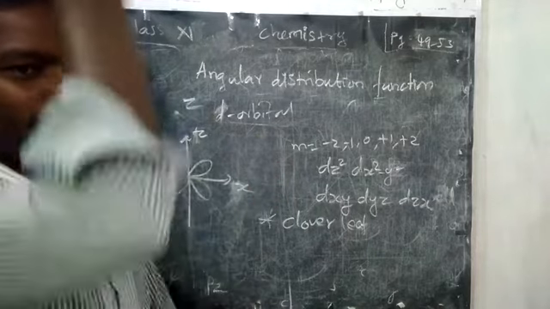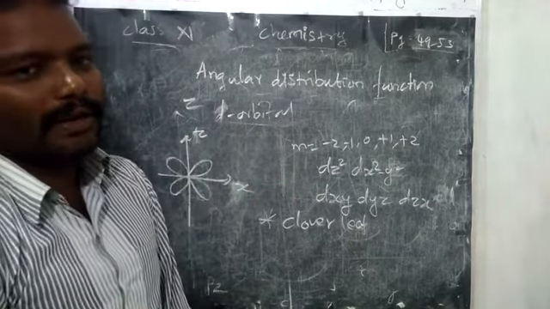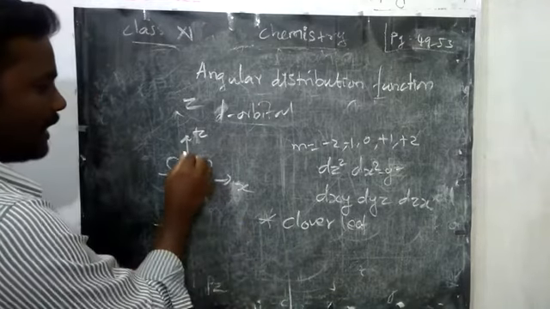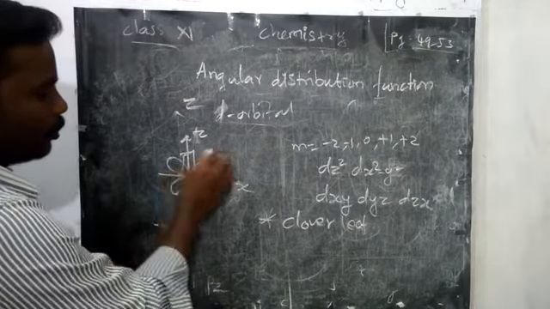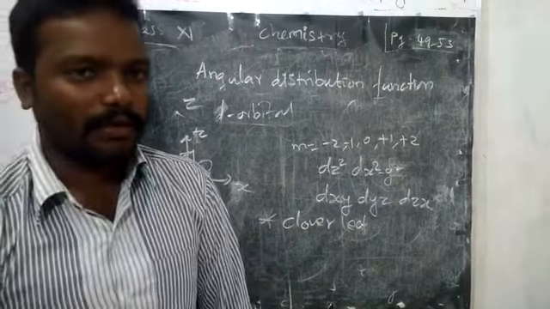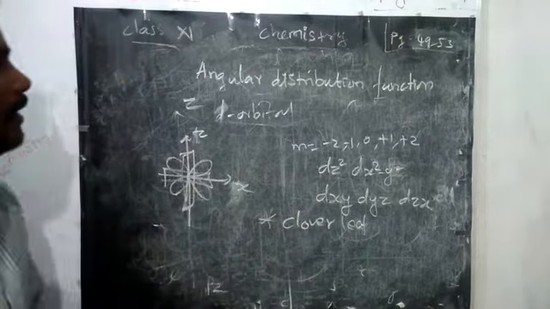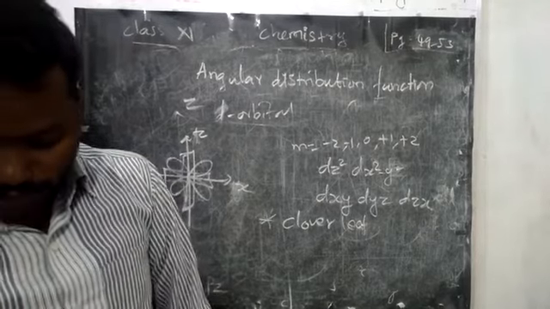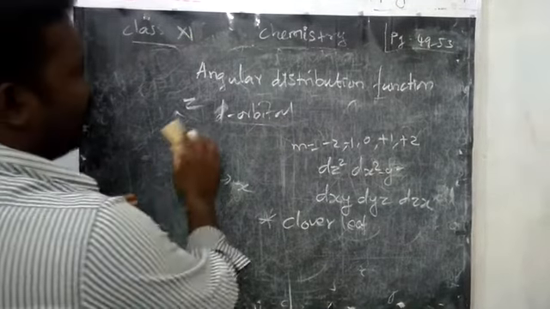Next, what about the nodal plane? Two loops means in between we have one nodal plane. Here we have four loops, so we have two nodal planes. One is vertical, another one is horizontal. These two planes are called nodal planes. Yes. So now we are going to learn about the f orbital.